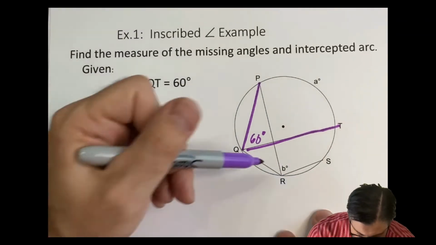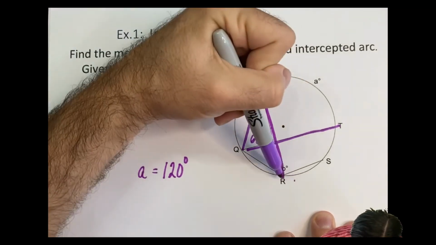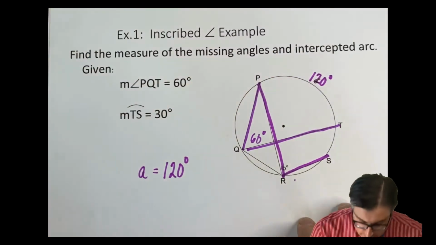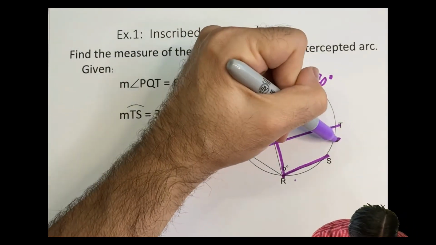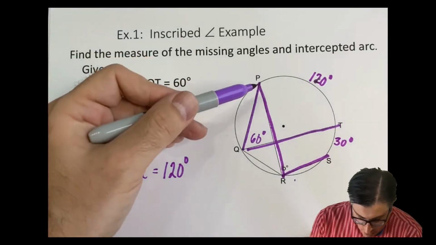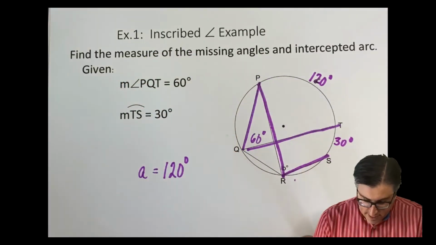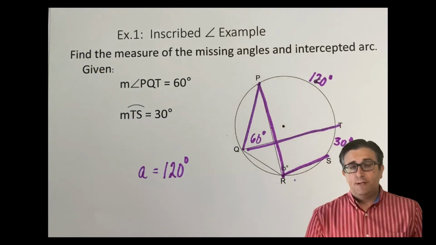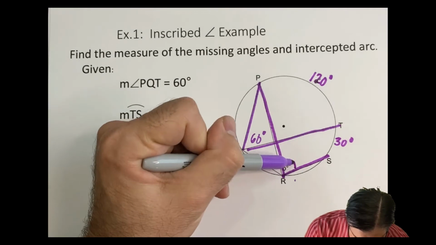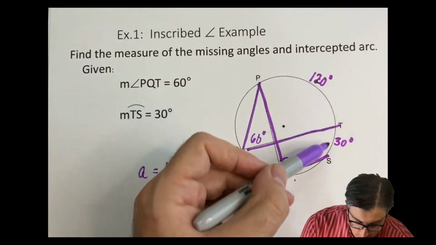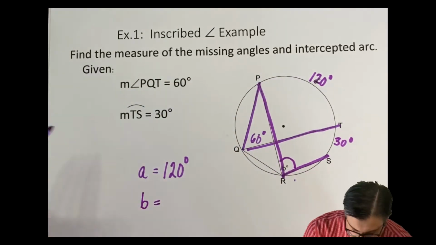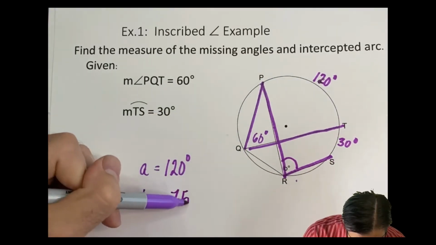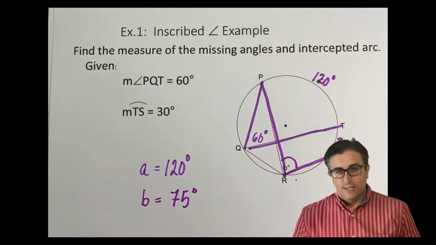Now for B, I'm going to trace out these chords and they go up this way and they go out this way. A is part of it, which is 120 degrees. TS is given, which is 30 degrees. I now notice that arc PS is 150 degrees, and that arc is the intercepted arc that's made by this inscribed angle. The arc is always double the size of the angle, so immediately I know now that B is half of 150 degrees, or in other words, 75 degrees.